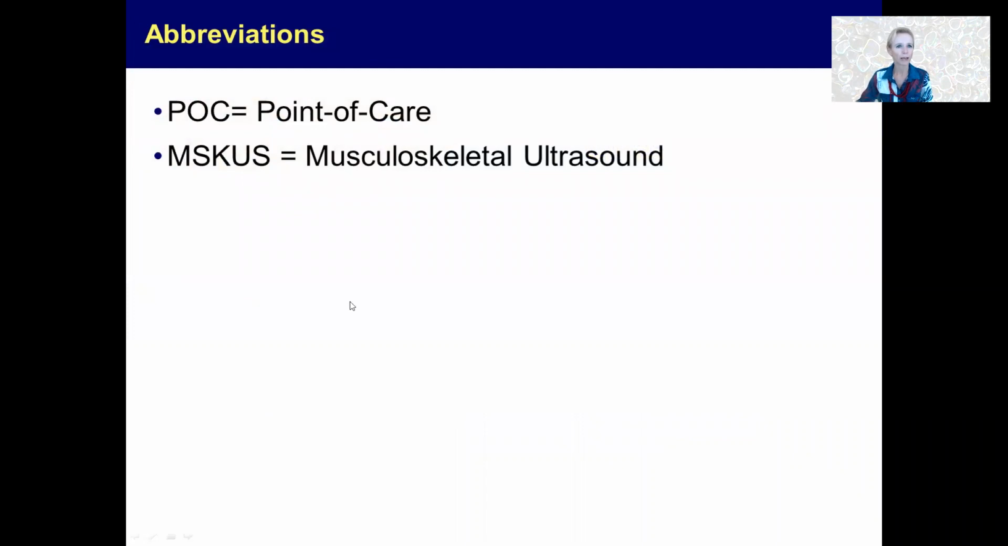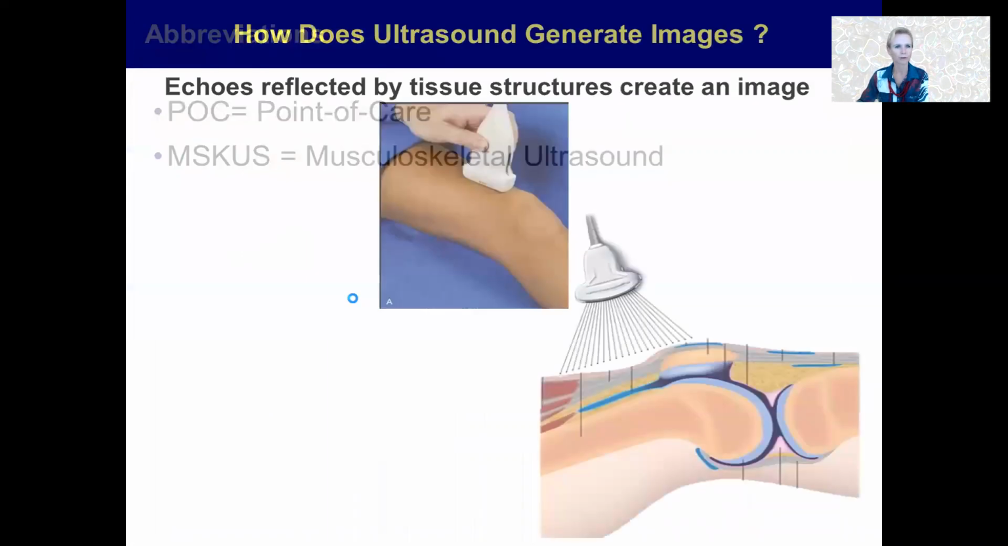I'm using the following abbreviations throughout the talk. That would be POC for point of care and MUSCUS for musculoskeletal ultrasound.